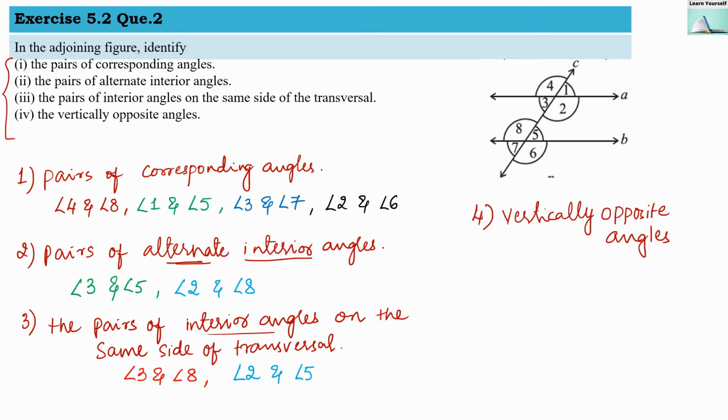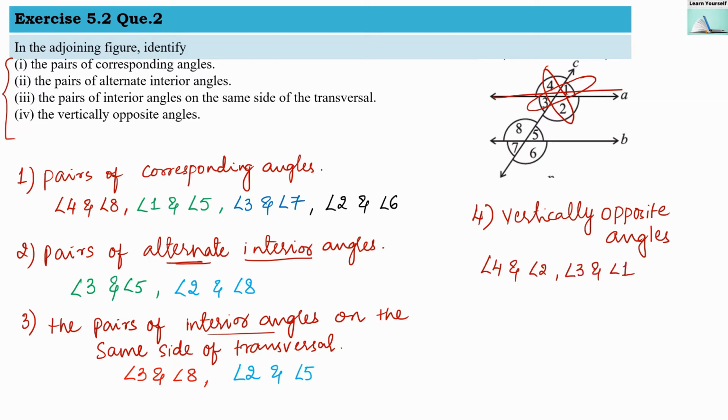Now fourth one is vertically opposite angles. If we see the figure, then over here the first pair will be angle 4 and angle 2. Then the second pair will be angle 3 and angle 1.